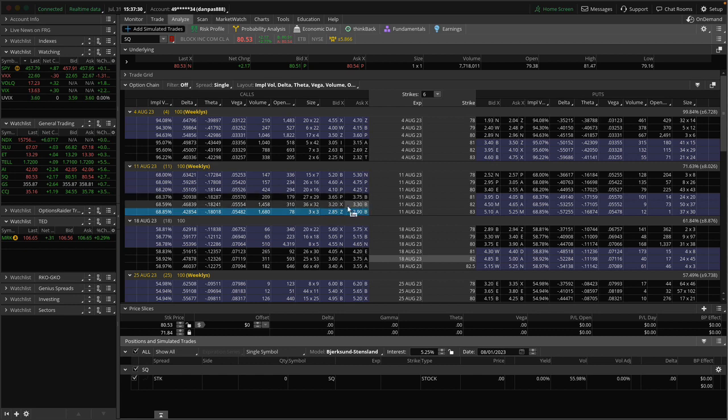Now, that'll give you an idea as to how many you can buy. If I go and put in an order to buy 20 of these August 11th calls at $2.90, this is a historical example here, I might not get filled on all 20 of them. I might only get 3.